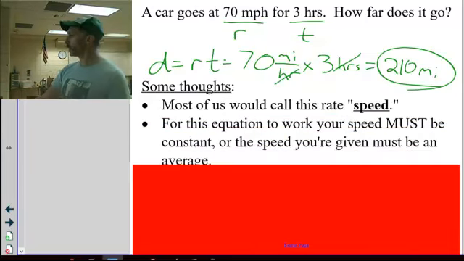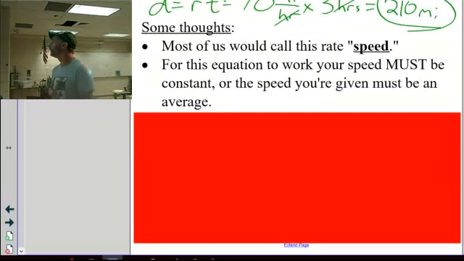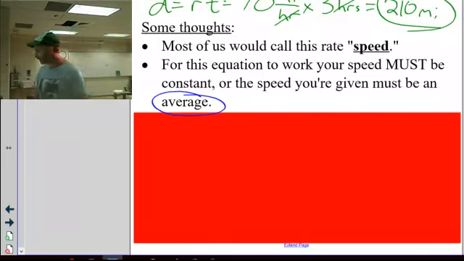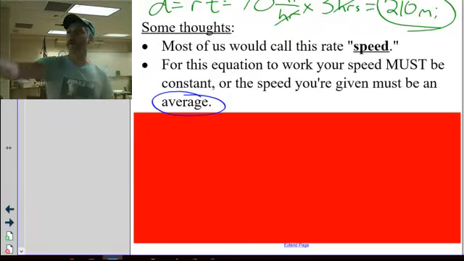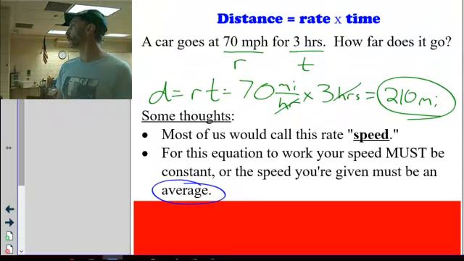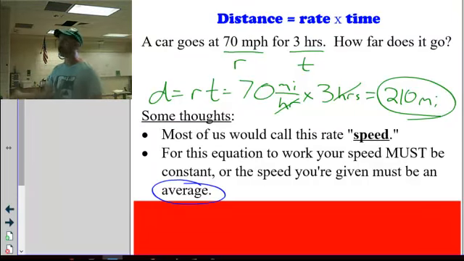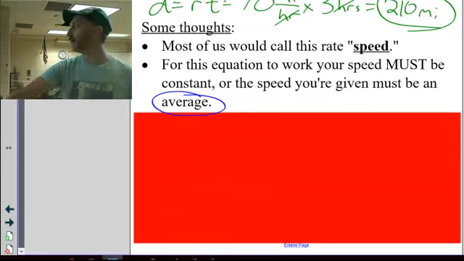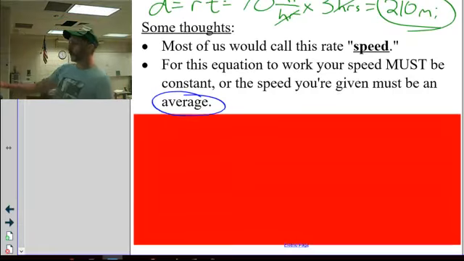In order for this equation to work, your speed has to be constant, right? You've got to always be going 70 miles an hour, right? If you sped up and you slowed down for some of the time, then this equation wouldn't make sense, right? Because you'd have a bunch of different rates. Unless, sometimes this will work if you're given an average speed, okay? So instead of saying a car goes at 70 miles per hour for 3 hours, I could have said a car averages 70 miles per hour for 3 hours, and then our equation would have been good again, okay?